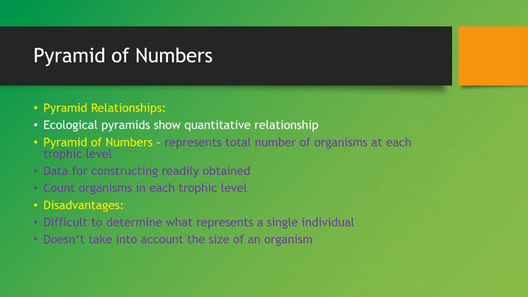Different pyramidal relationships then. The first one you know about is a pyramid of numbers, but first, what does a pyramid relationship show? Well, an ecological pyramid or a pyramidal relationship shows a quantitative relationship. The first one, a pyramid of numbers, represents the total number of organisms at each trophic level, and the data for constructing it is readily obtained, because you count the organisms in each trophic level. The disadvantages of a pyramid of numbers is that it's difficult to determine what represents a single individual, and it doesn't take into account the size of an organism.